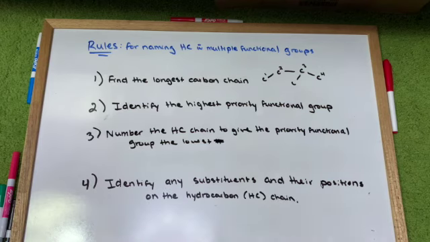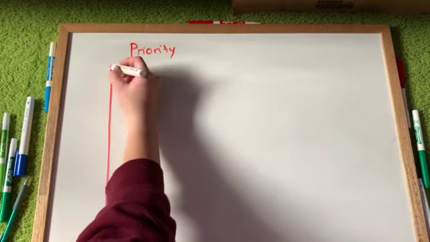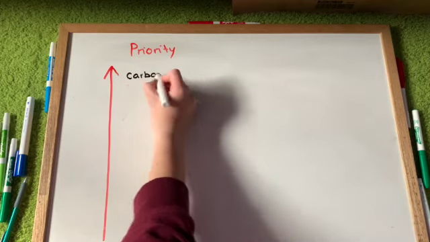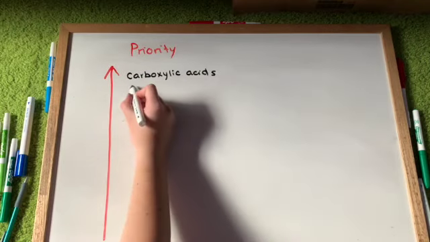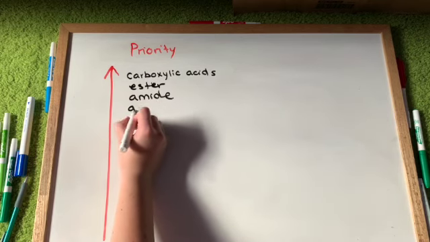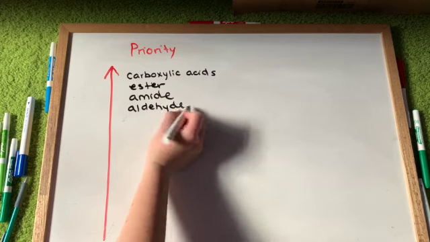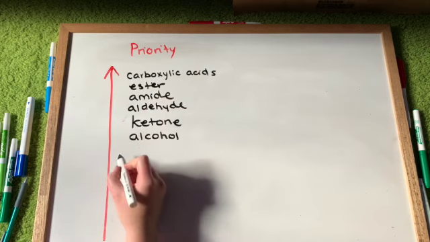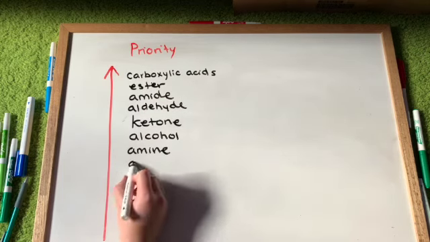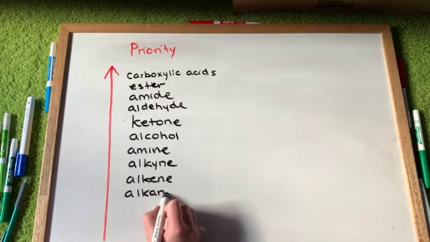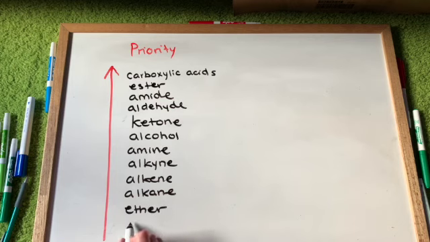Moving on, it's very important to be able to identify the functional groups based on their priority so that you are able to list and name the unique and unambiguous structure. Here are the priority groups. So carboxylic acids always have the highest priority in the molecule. Then it's followed by esters, amides, aldehydes, ketones, alcohols, then you have amines, and then alkynes, alkenes, and alkanes, followed by ethers, and then alkyl halides.